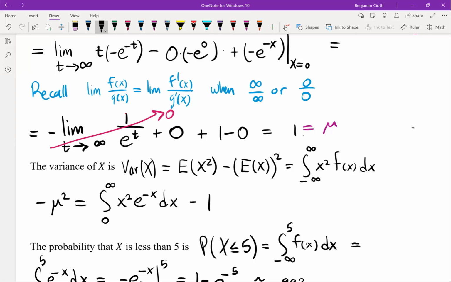And you should try it. Go ahead and do it. And if you do it right, you should get a variance of 1. Okay, cool. Thanks. That's it.